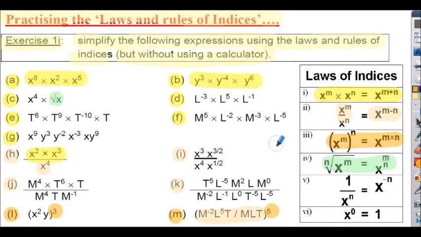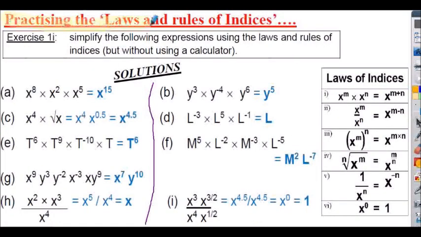So if you want to attempt those questions, it should help you develop your applications of the laws and the rules of indices. I will show you the full worked solutions for these questions on the following slides. So practicing the laws and the rules of indices, here are these solutions, question A through to question I. I'll let you review these at your own pace.